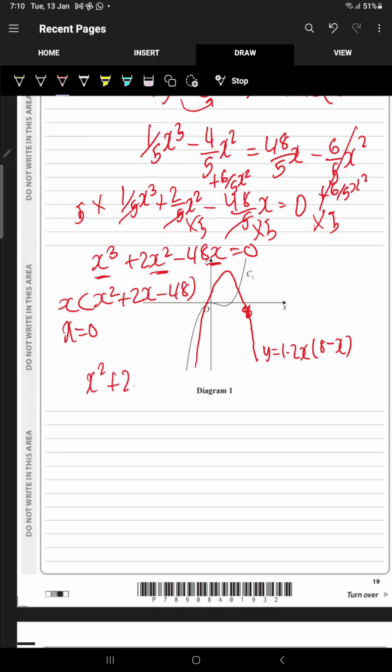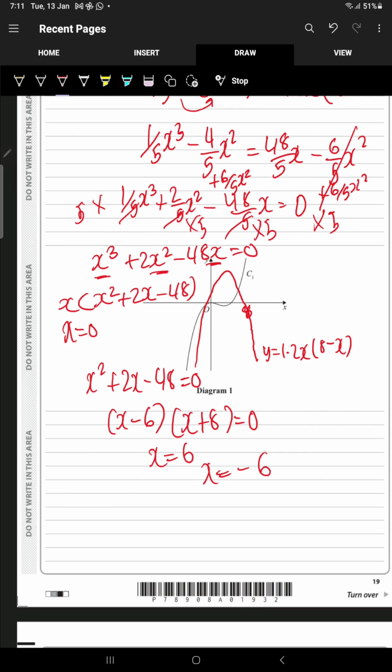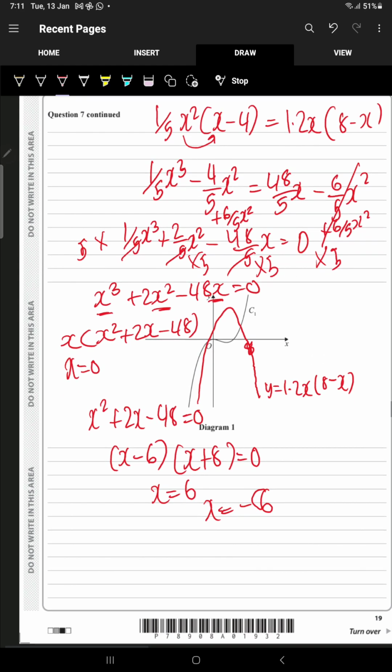So if we factorise 2 and minus 48, we have x minus 6, x plus 8 is equal to 0. So x is equal to 6 and x is equal to minus 8, sorry. And now we have to substitute these into the original equation. You can select any one of these. I'm going to select this one, 1.2 times x times 8 minus x.